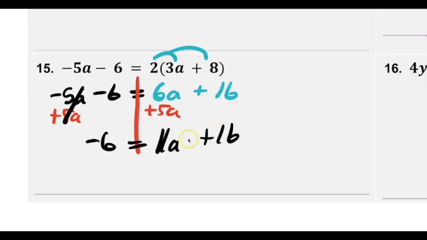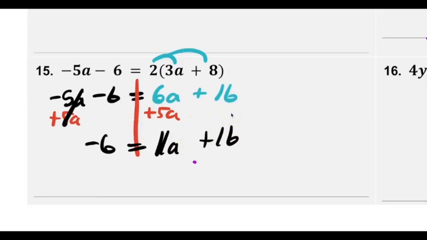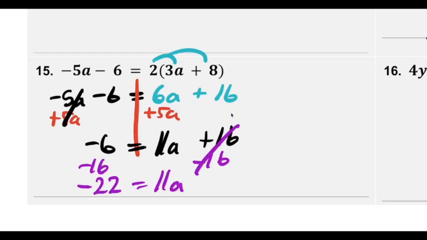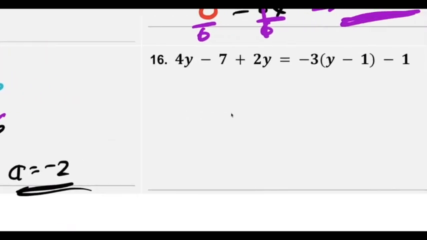Now we can solve for the a here. So we'll just get rid of that 16. Minus 16 from both sides. These cancel out. I get negative 22 equals 11a. Now we're just going to divide by 11. A equals negative 2.